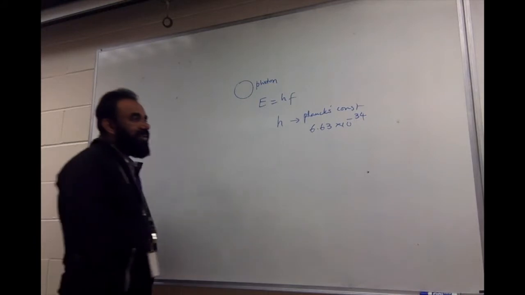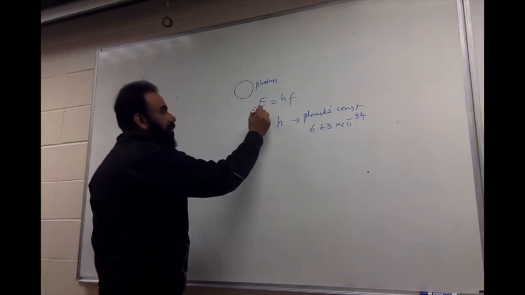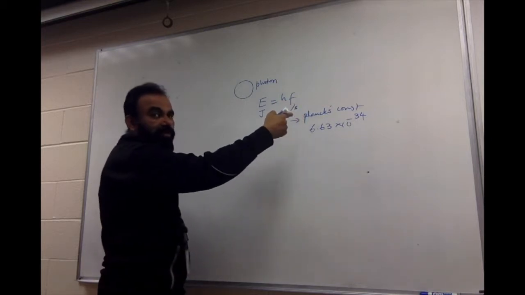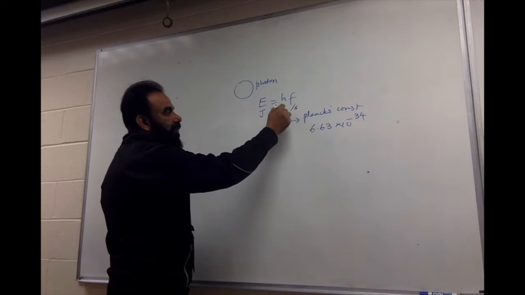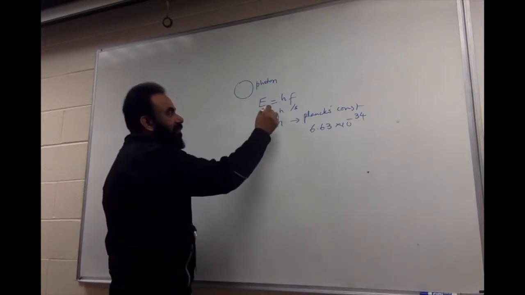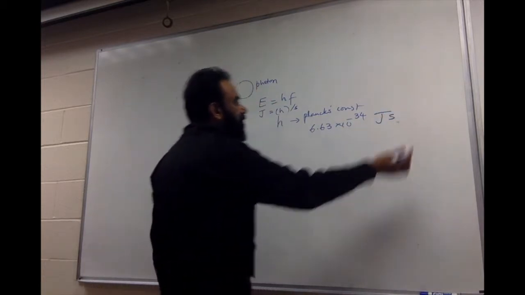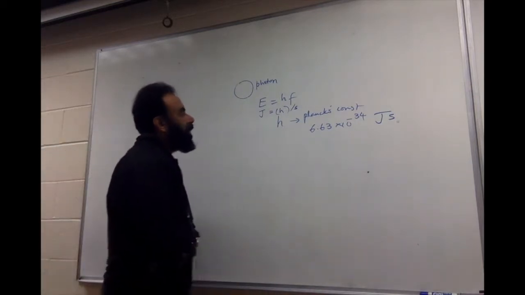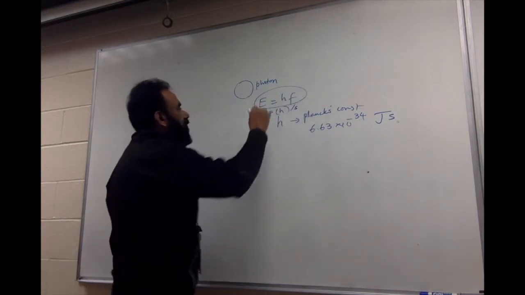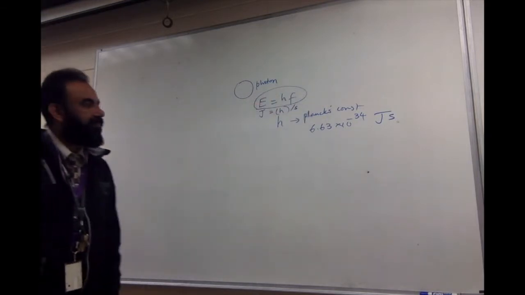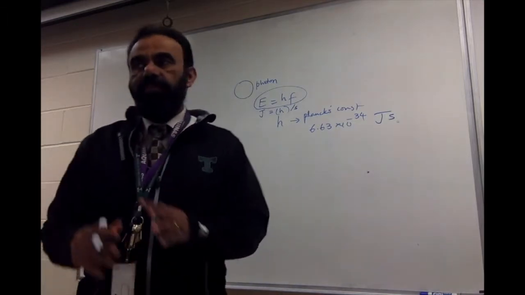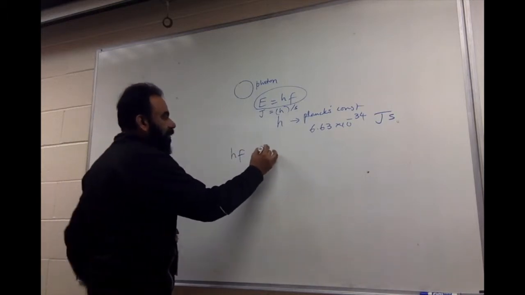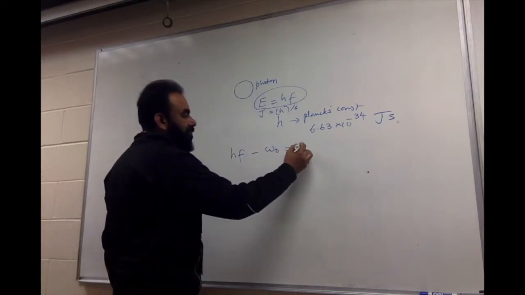And if you're wondering what the unit of Planck's constant is, look at this one. This is joule, and this is per second. Frequency is hertz, per second. So what should be the unit of h? Joule second. So the unit of Planck's constant is joule second, and that's the energy of one quantum of light. And then we saw Einstein's explanation for the photoelectric effect, which is hf minus work function is equal to kinetic energy max.